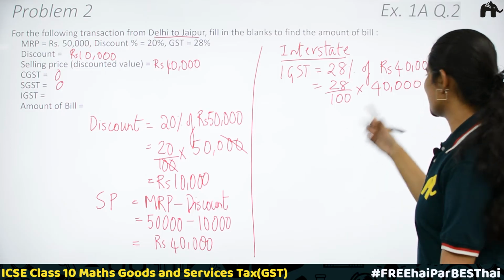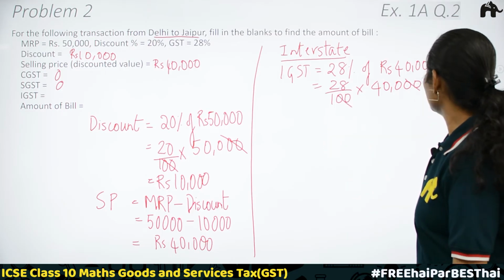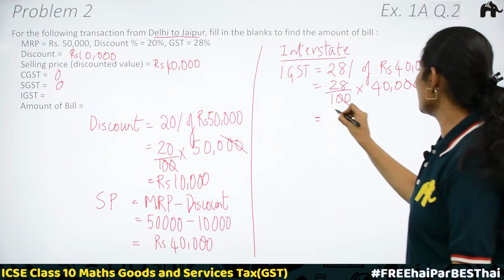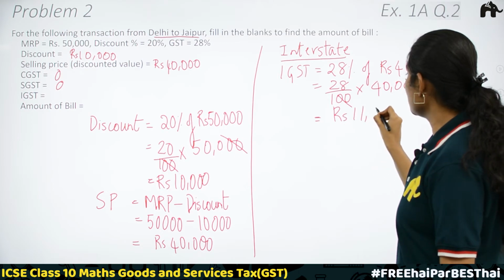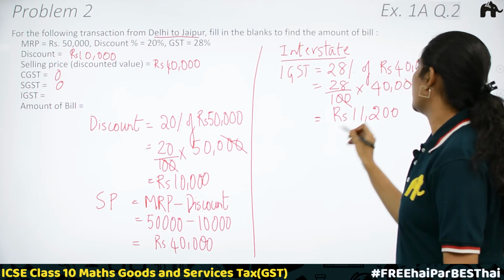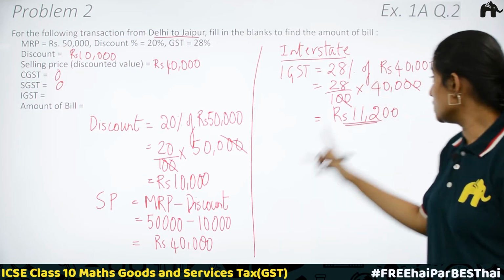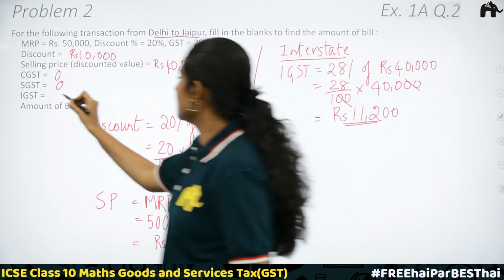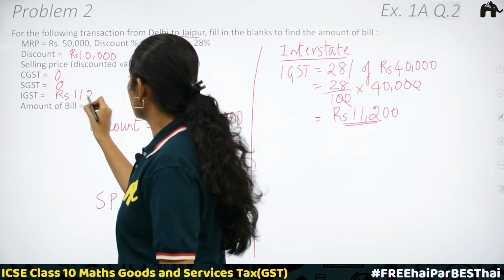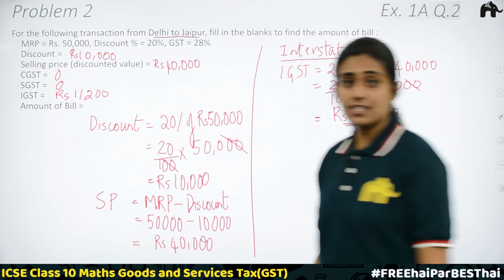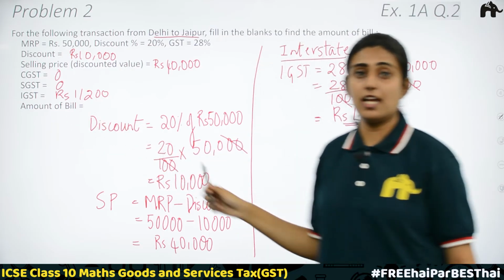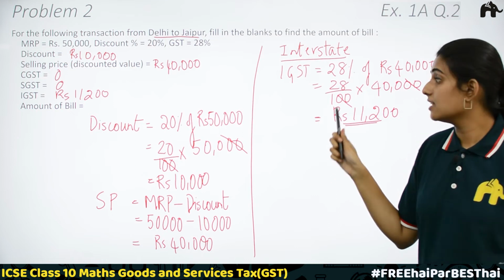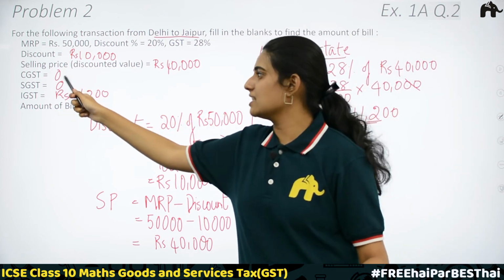You don't need my help to do this calculation, right? Yeah, this is a simple calculation. Got the answer? Yes, that is rupees 11,200. This rupees 11,200 is the IGST tax amount. So we got IGST is equal to rupees 11,200. Next, the final question is to find amount of bill. Amount of bill, here it is an interstate transaction. It includes selling price and IGST only because CGST, SGST are 0.